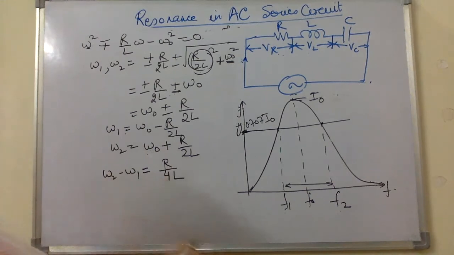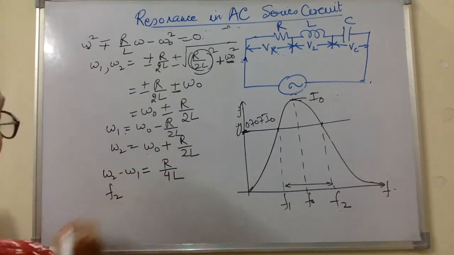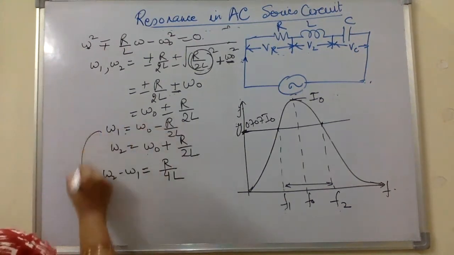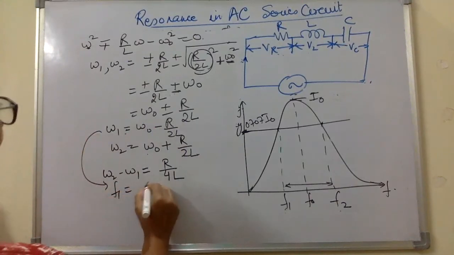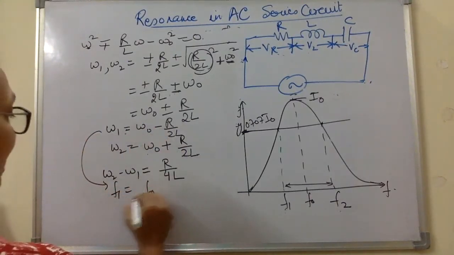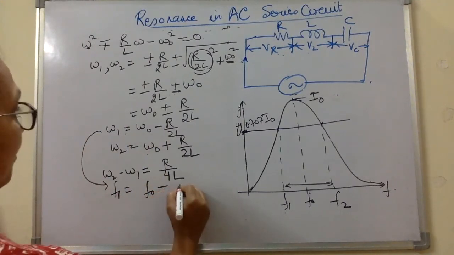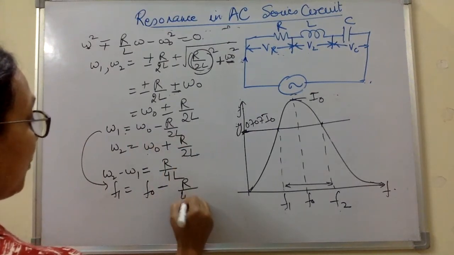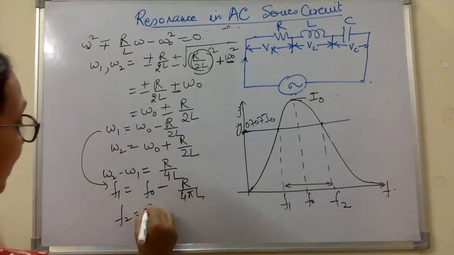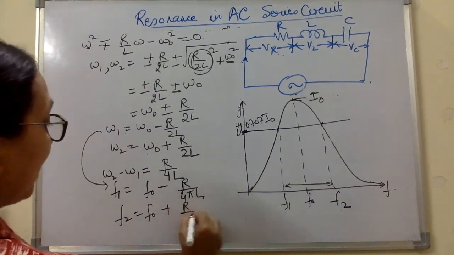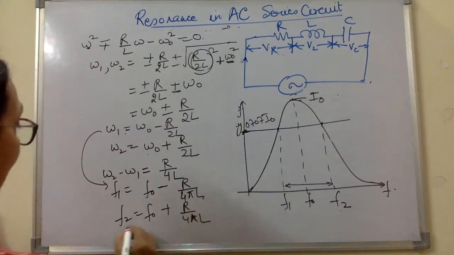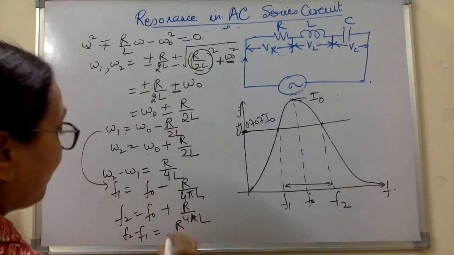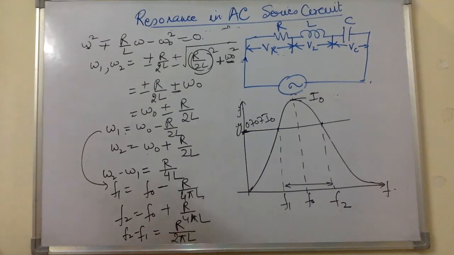Now, let's write it in terms of the frequency. So over here, this corresponds to frequency as omega 0, that will be converted to F0. Dividing by 2 pi, F1 will be equal to F0 minus R by 4 pi L. F2 will be equal to F0 plus R by 4 pi L, and the bandwidth will be given as F2 minus F1, which is R by 2 pi L.